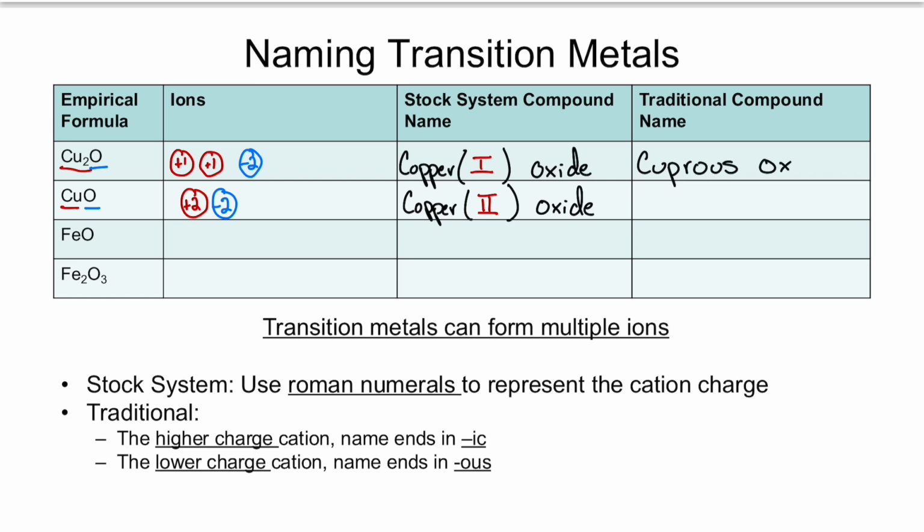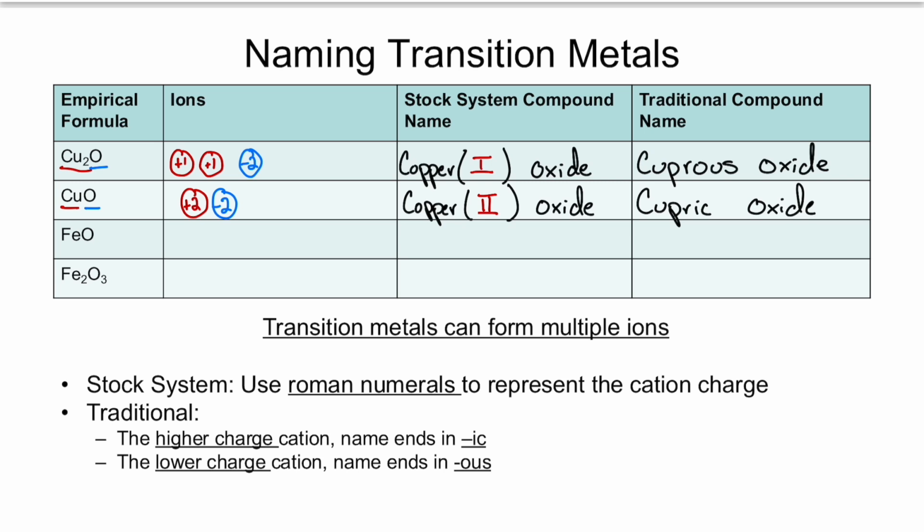Oxide. CuO has the copper +2, the higher charged cation. So we make this one cupric oxide. Now you don't have to worry about memorizing the traditional names, because if you flip to the back side of your common ion chart, it gives you all of the traditional names for many transition metals. So you can always refer to your common ion chart for the traditional names of ions.